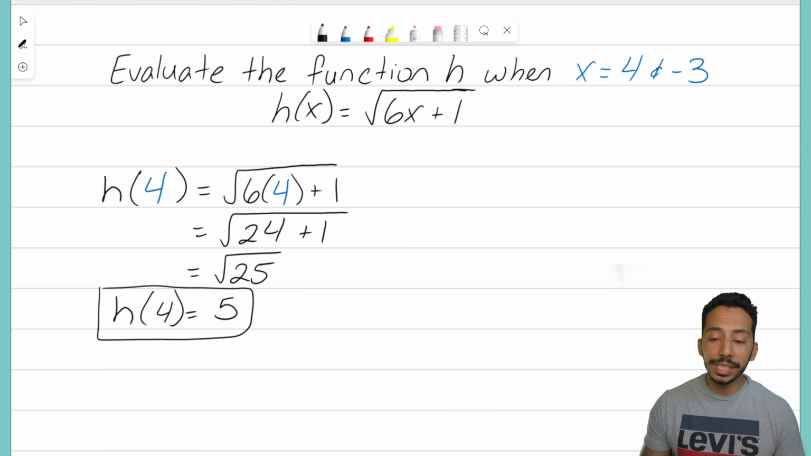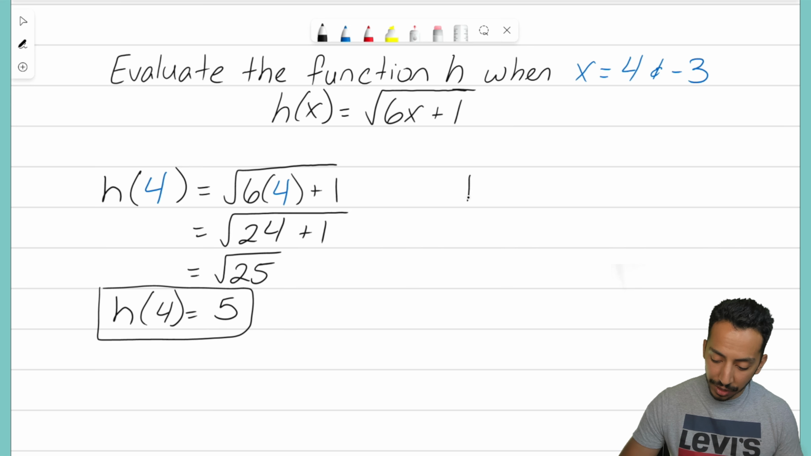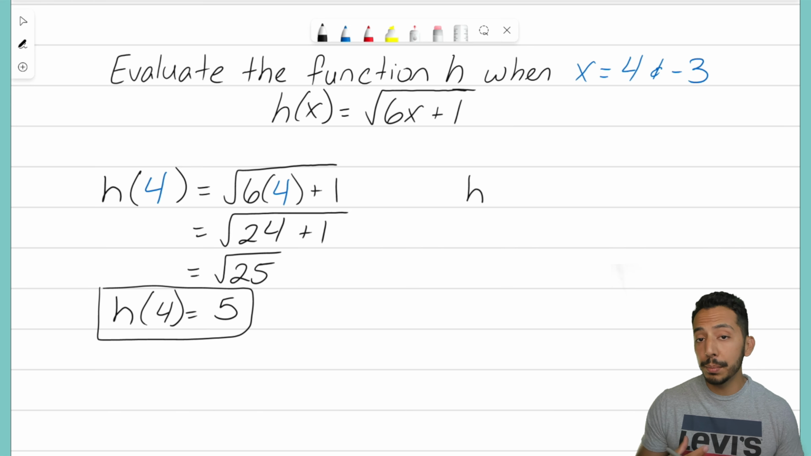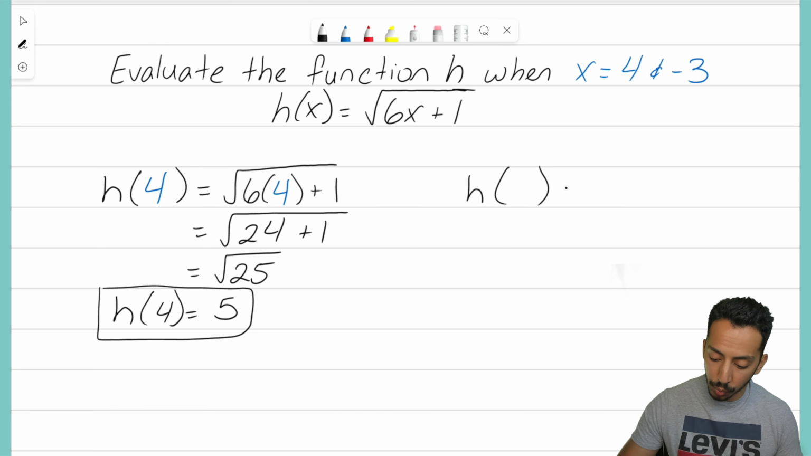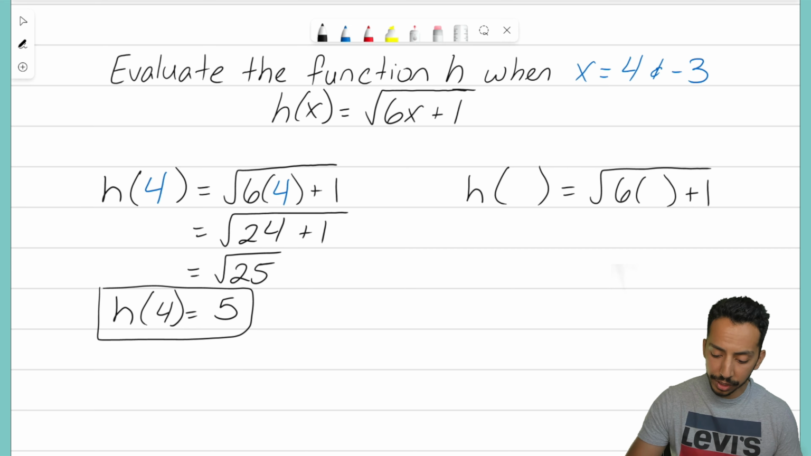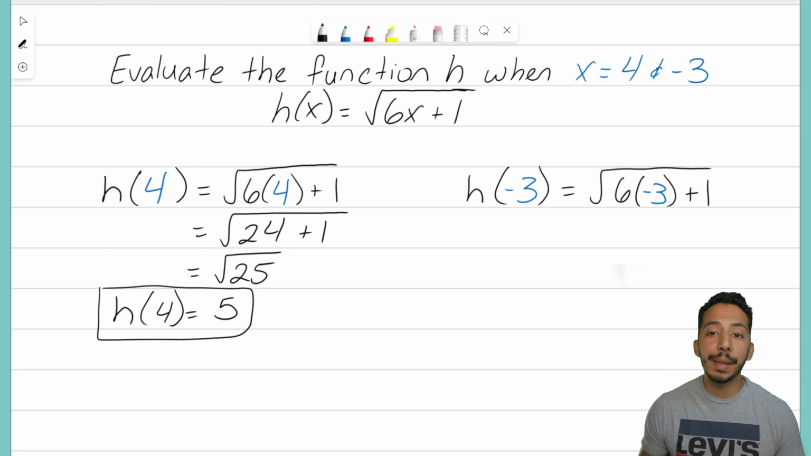Let's do this all one more time, but now instead of our input being 4, it's now going to be negative 3. So again, one more time, let's rewrite that function. But instead, whoops, not a 4, it should be a 6 underneath there. Everywhere you see the x variable, we're now going to change that to be a negative 3. Awesome. Alrighty, same thing now.